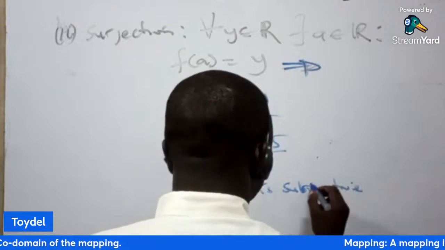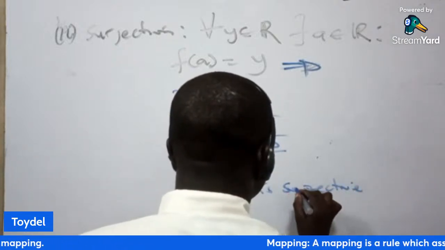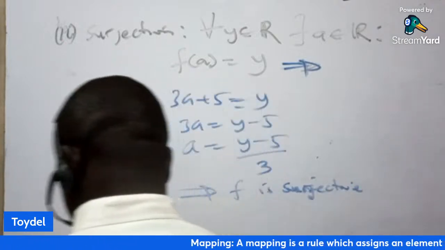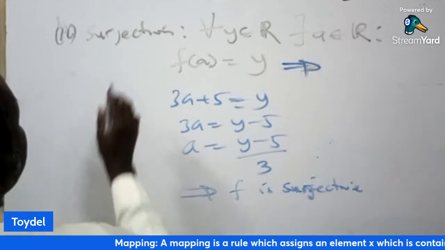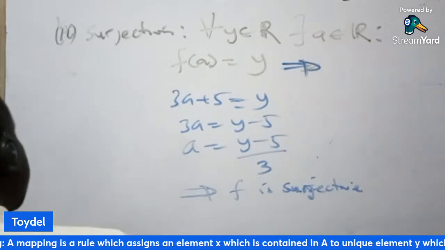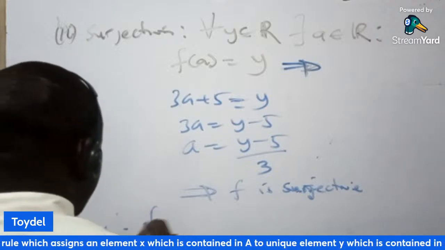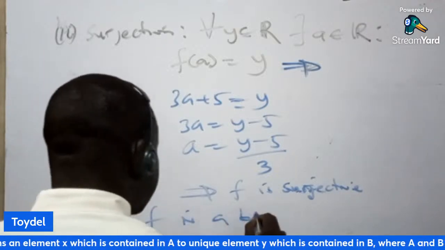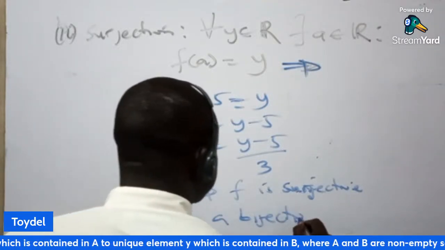So f is surjective. So that is the condition. Since we have shown that f is both one-to-one and onto, that is injective and surjective, therefore f is a bijection. F is a bijection.